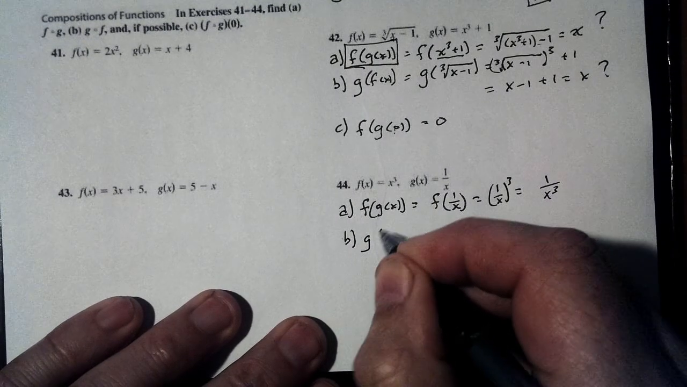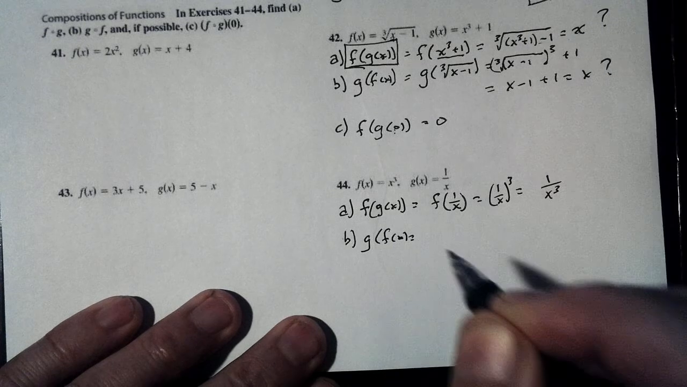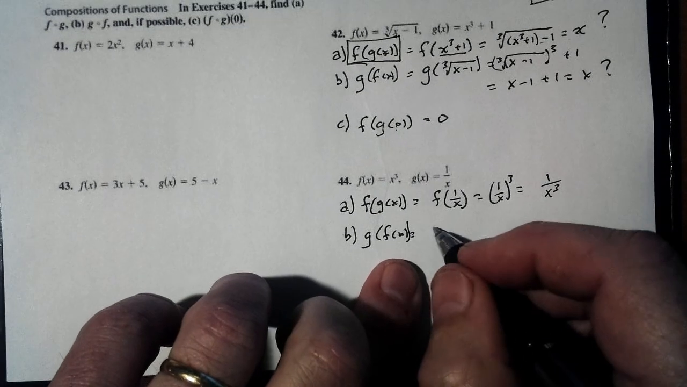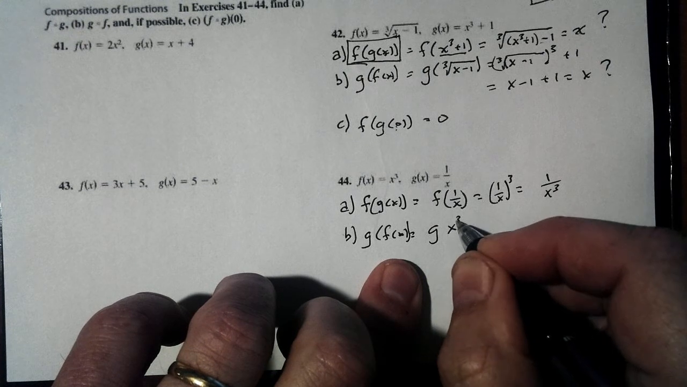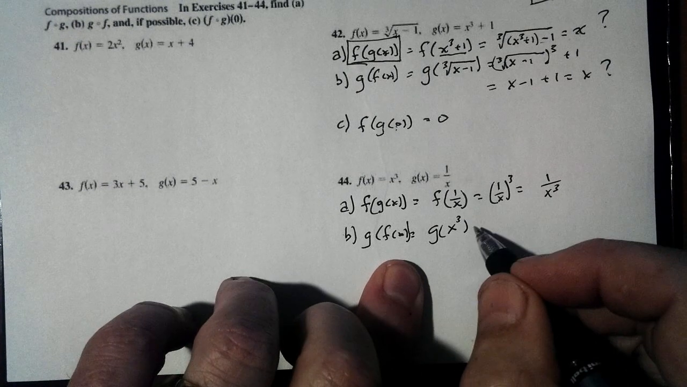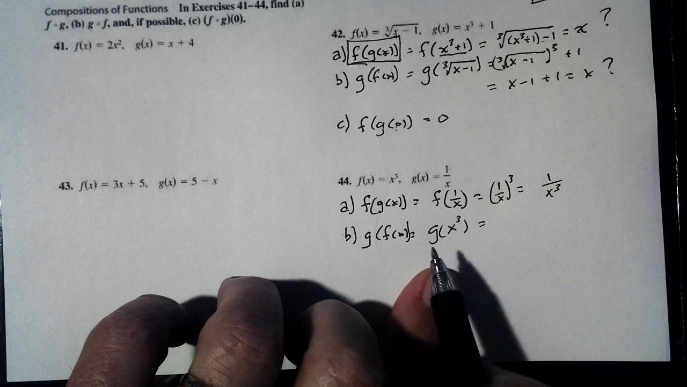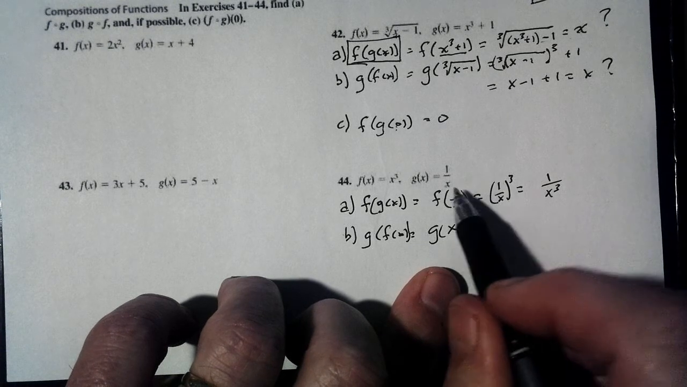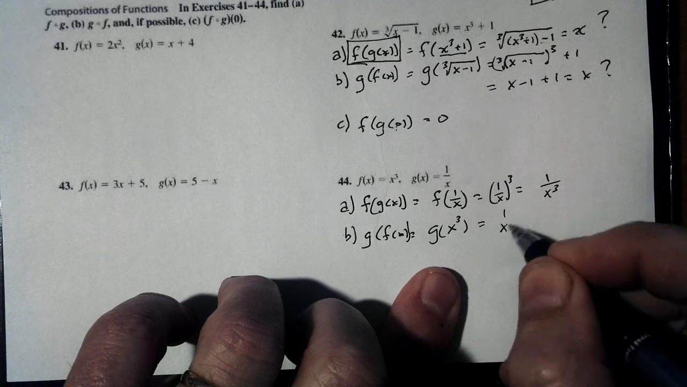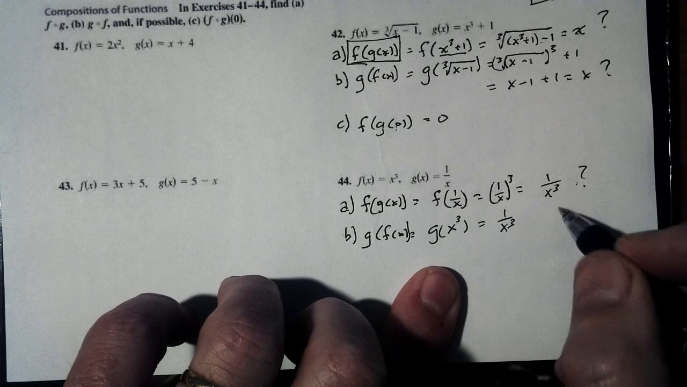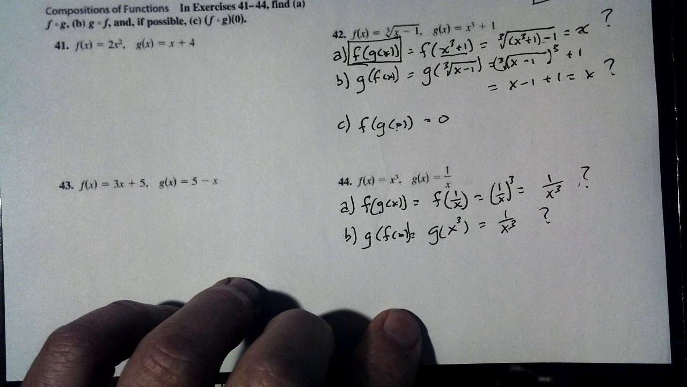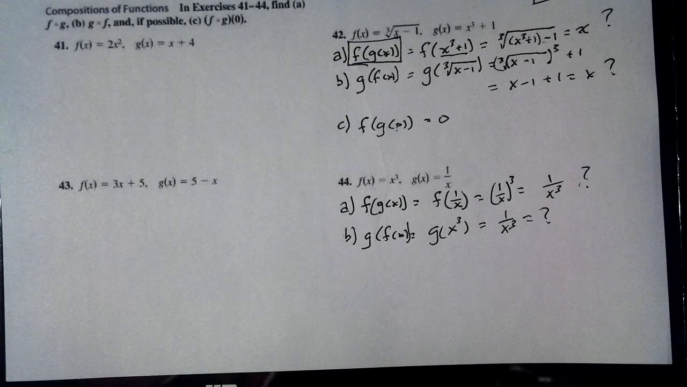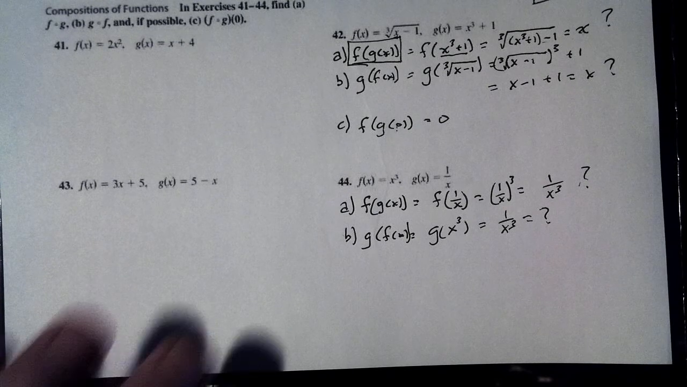B. G of f of x is g of x cubed, and I get 1 on x cubed. G takes things and puts them underneath 1, and once again I'm saying, wow, maybe it doesn't make any difference what order we do these things in. Well, stay tuned on that thought.